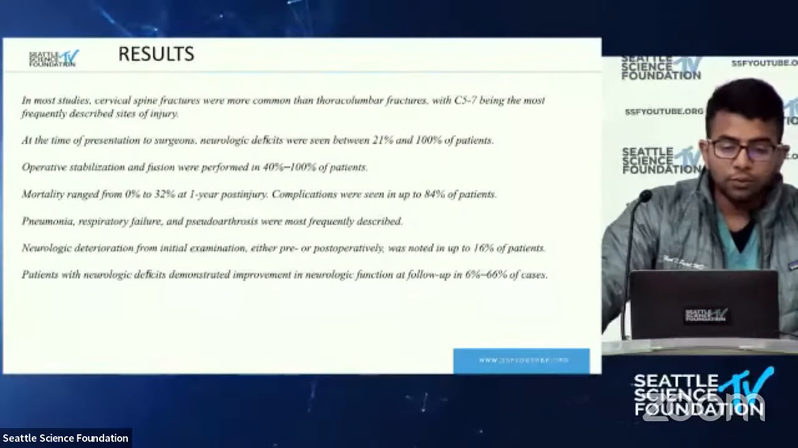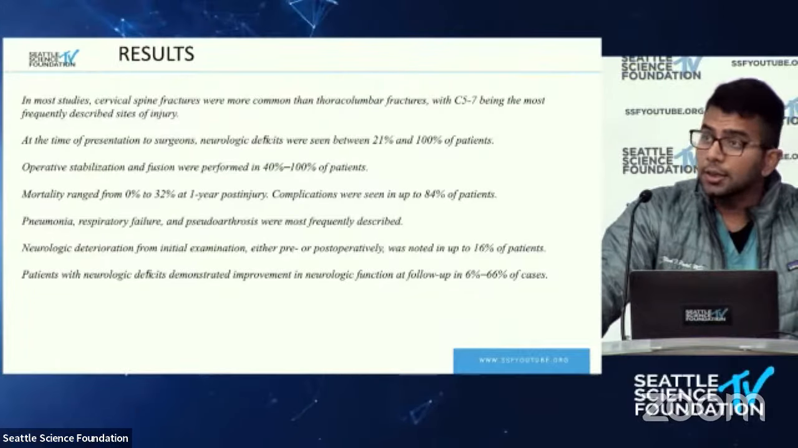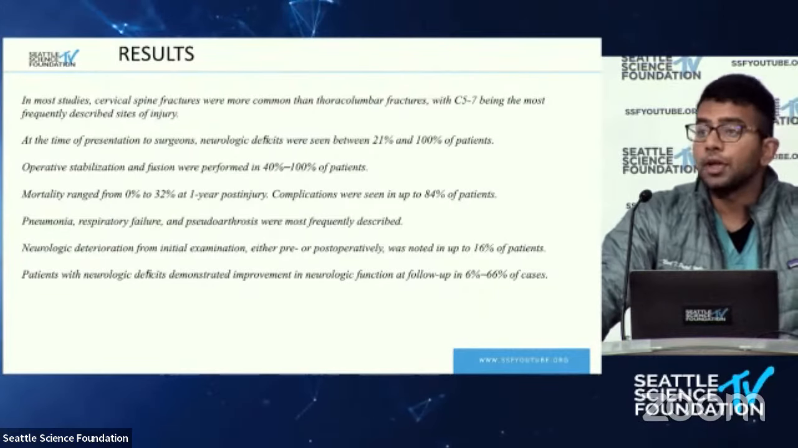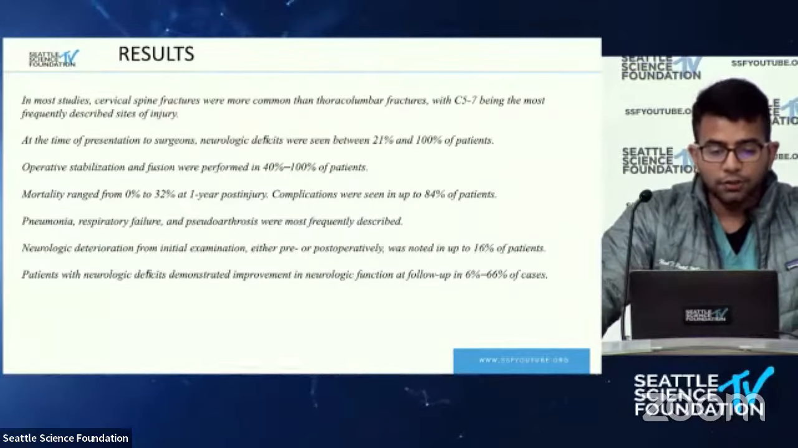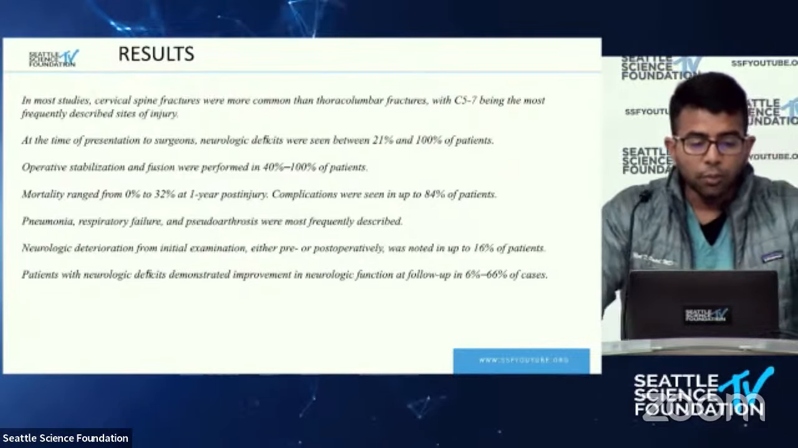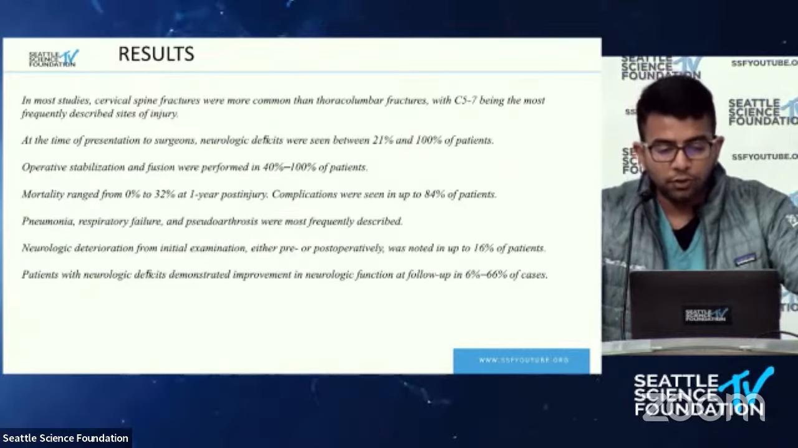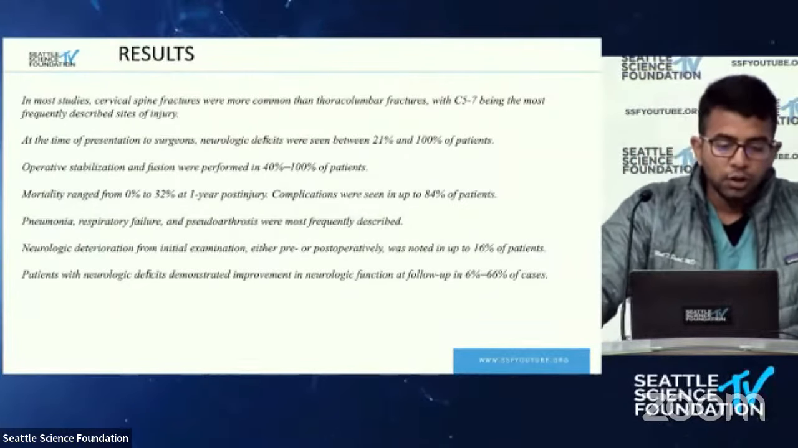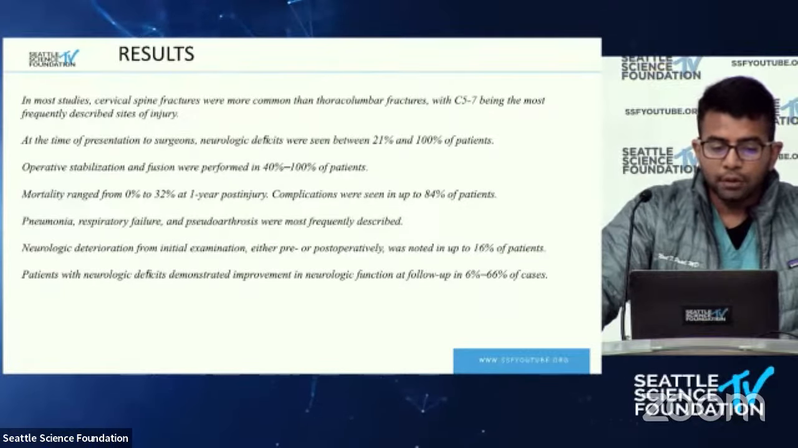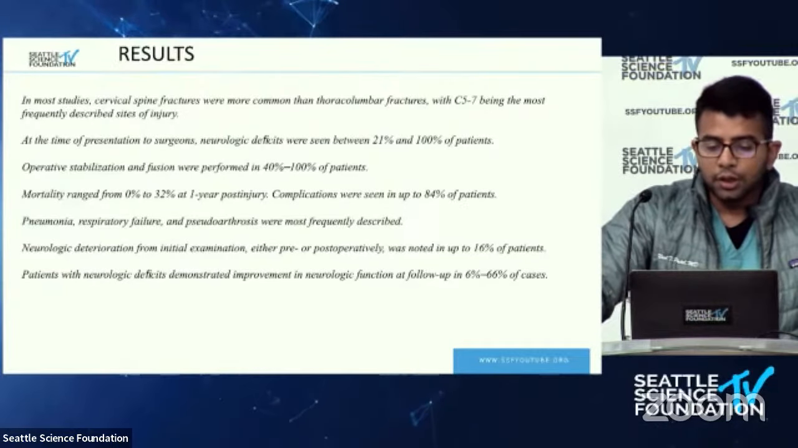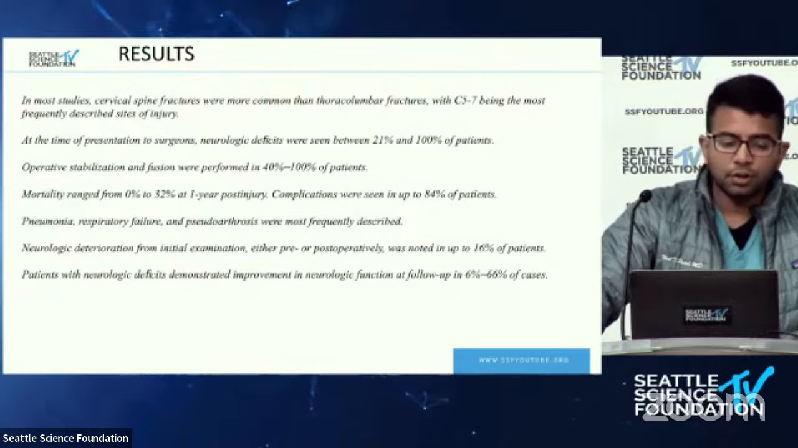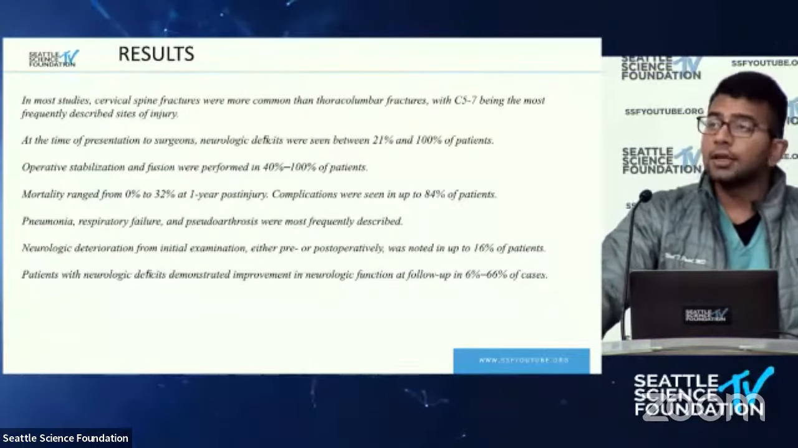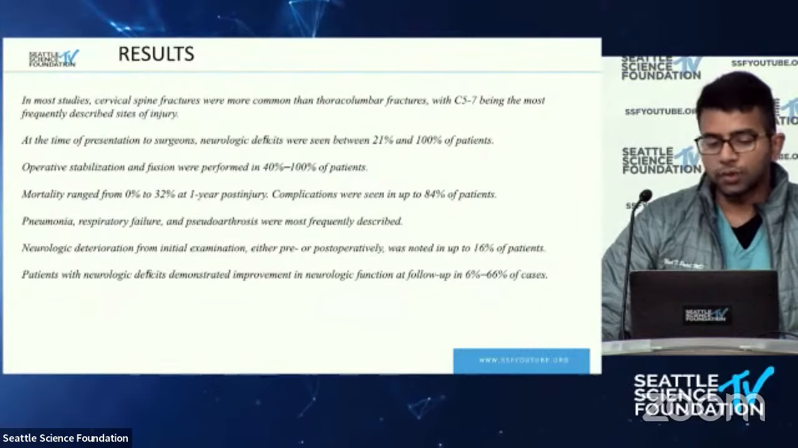Mortality ranged anywhere from 0 to 32% in the first year, so pretty high, and complications were up to 84%, again, because of the nature of this disease, etc. Pneumonia, respiratory failure, and pseudoarthrosis were most frequently described in terms of complications. Neurologic deterioration from initial exam, pre and post-op, was noted in 16% of the patients, and patients with neurologic deficits did get some improvement, 6 to 66%.